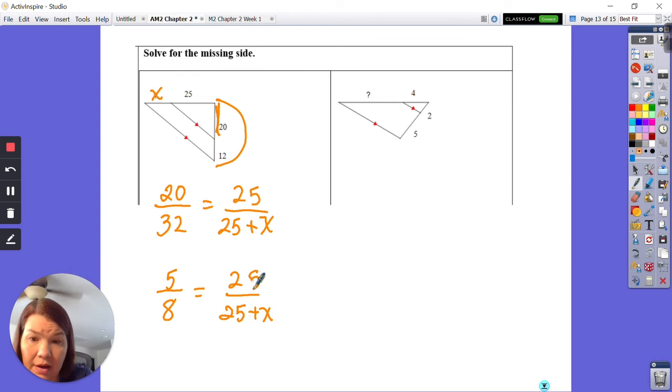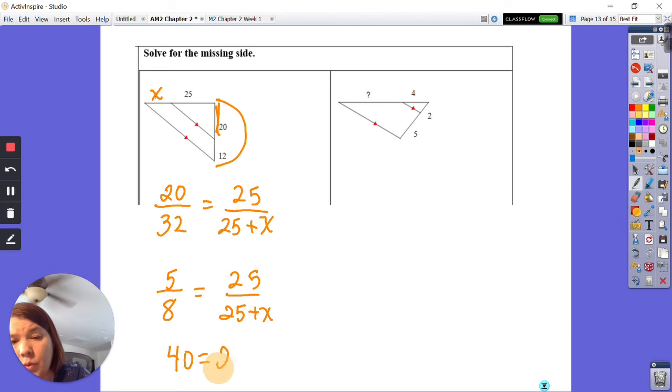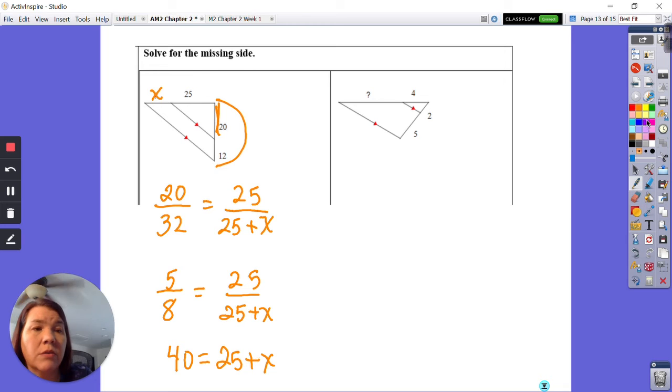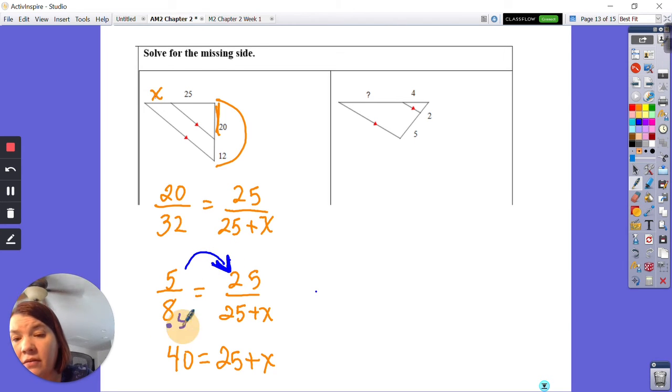So what I did there is I used some proportional reasoning. I know the only way fractions are the same is if the numerators are the same. So if this is 5 and that's 25, I need to times this by 5 to get this number, and 8 times 5 is 40. And so I'm solving this, and x equals 15.